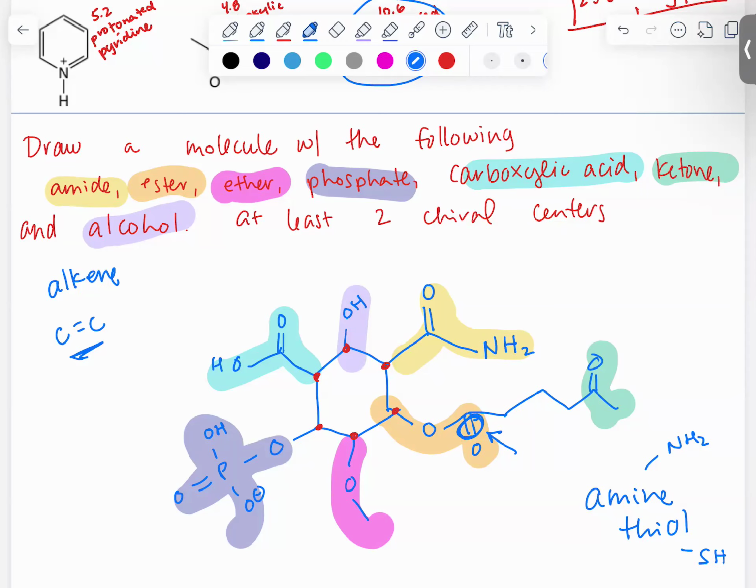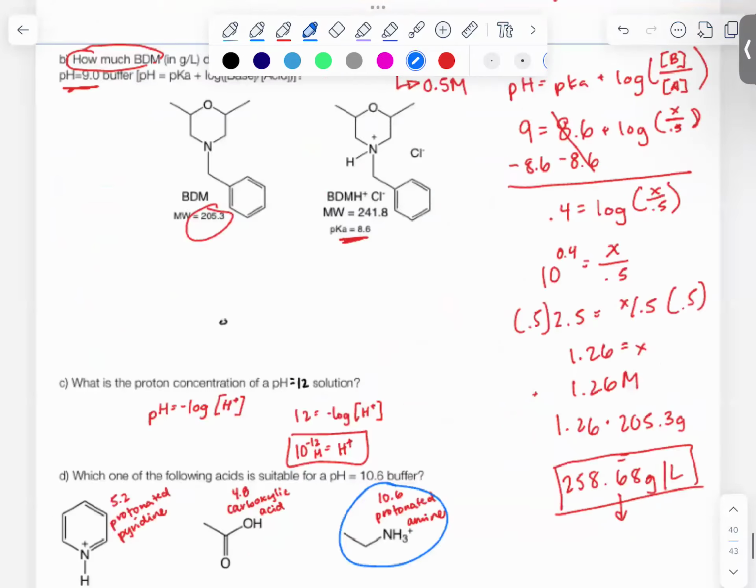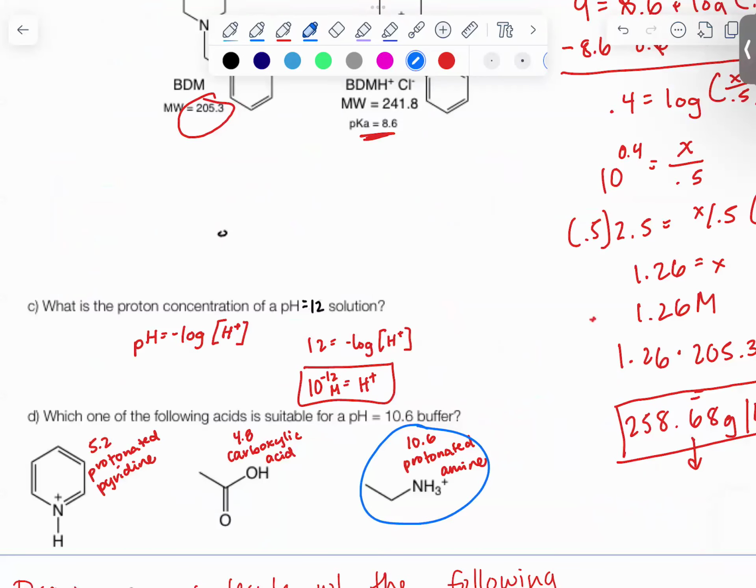And then one more question, about the buffer. Which one of the following acids is suitable for a buffer at pH 10.6? The pKa is 10.6, and that's the closest to the pH they're looking for. The pKa is what gives us the prime pH range for it to act as a buffer.